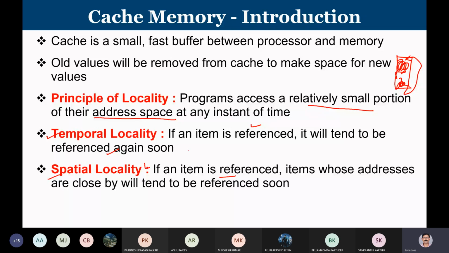So temporal locality says that if I access a location L at time t, then the probability of accessing location L at time t plus delta t is very high. Similarly, spatial locality says that if I access location L at time t, then the probability of accessing location L plus delta L at time t plus delta t is very high. This is the way in which temporal and spatial locality concepts work.